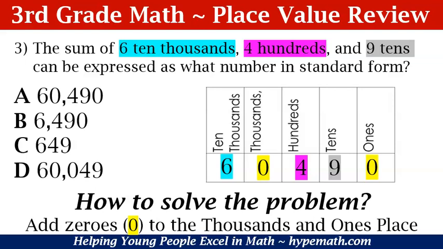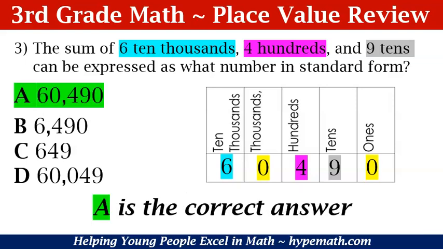Now, looking at our answer choices and looking at how we solve the problem, can you tell me what the correct answer is? If you said A, you are correct. A has a 6 in the 10,000s place, a 0 in the thousands place, a 4 in the hundreds place, a 9 in the tens place, and a 0 in the ones place. Great job. Give yourself a pat on the back because that was a hard one, okay?